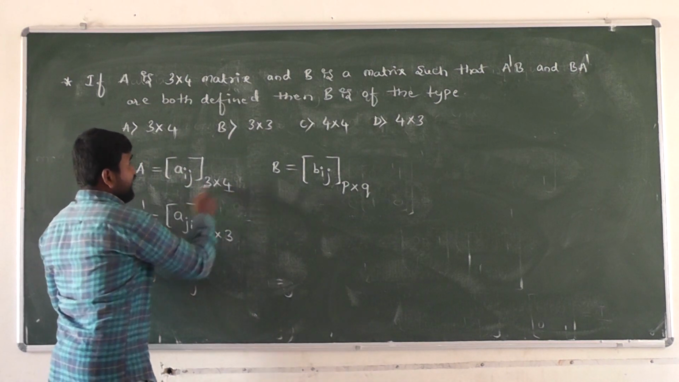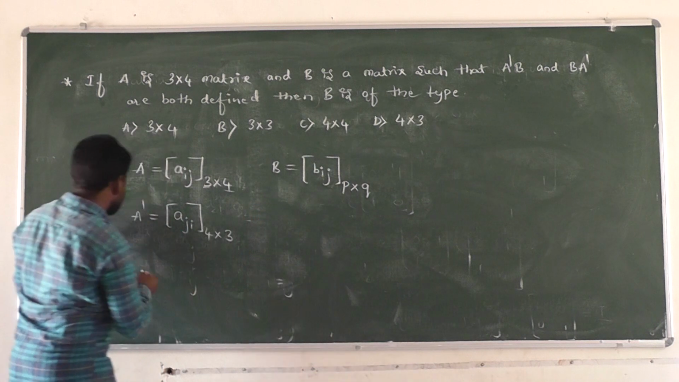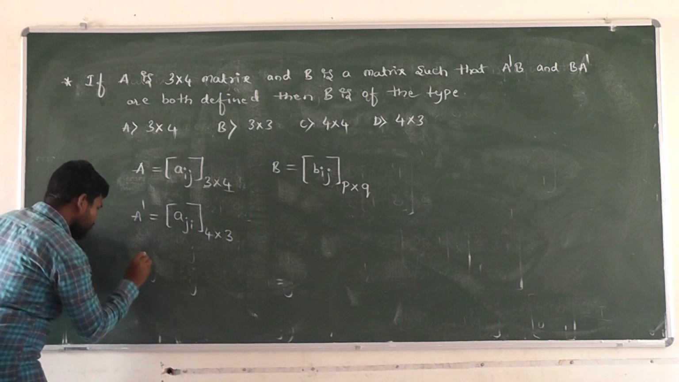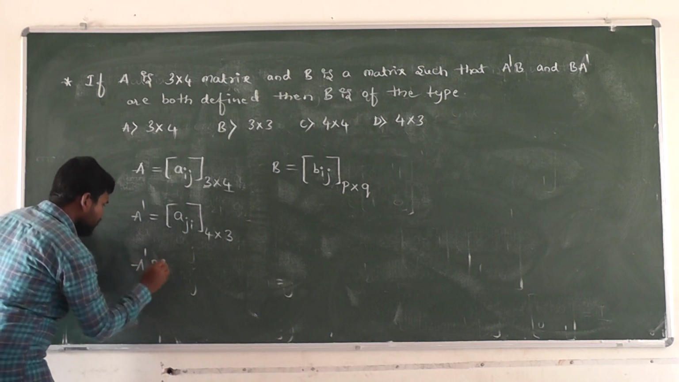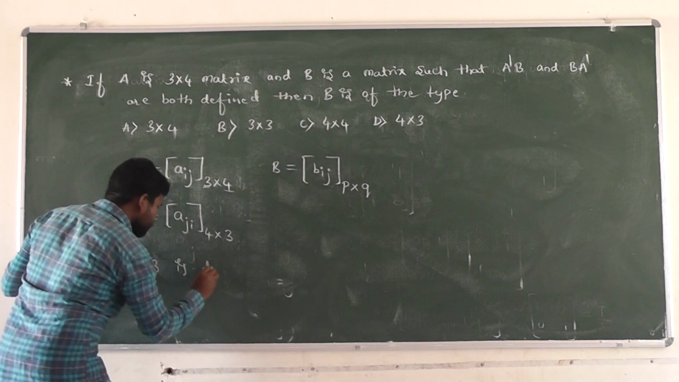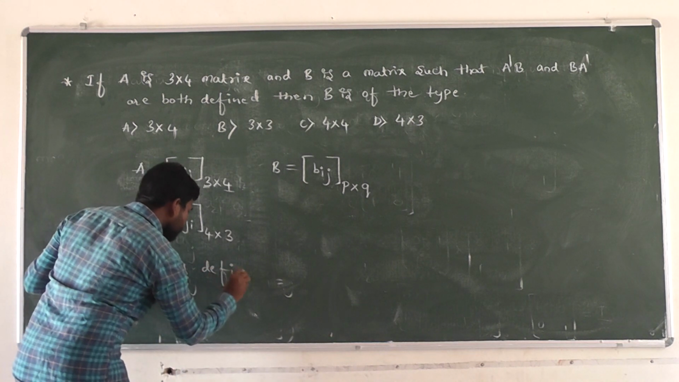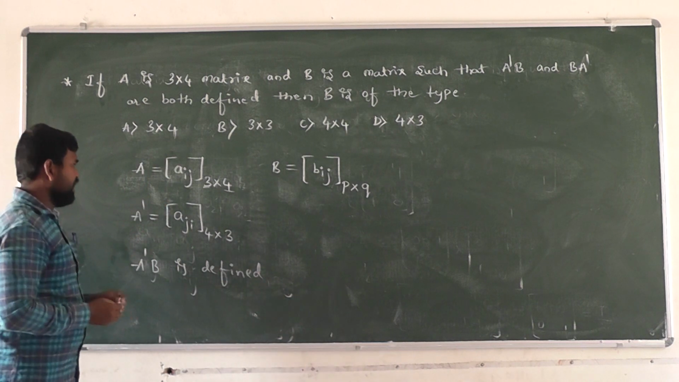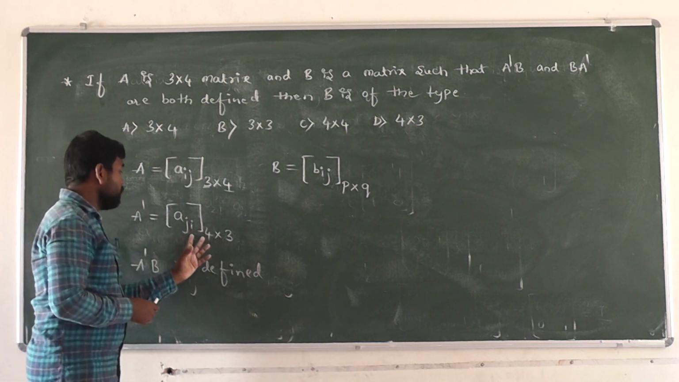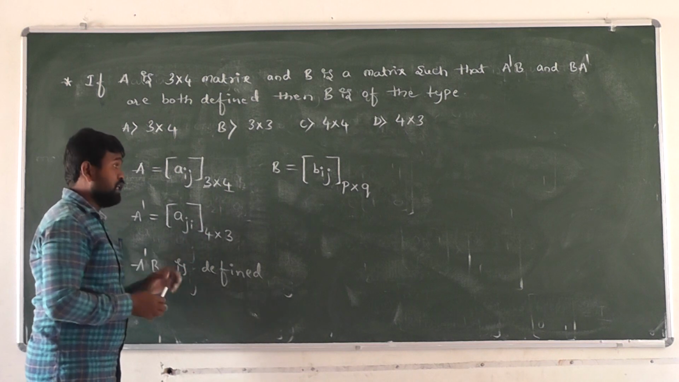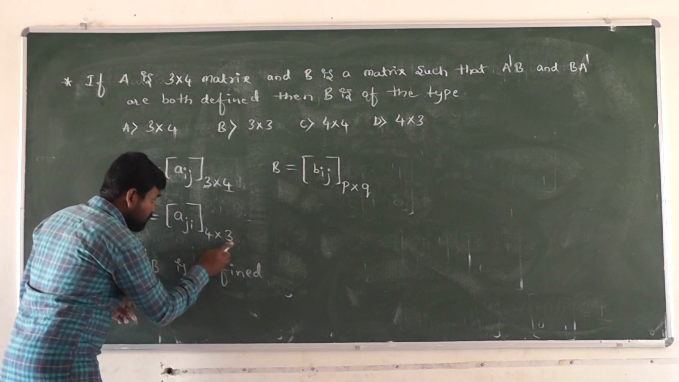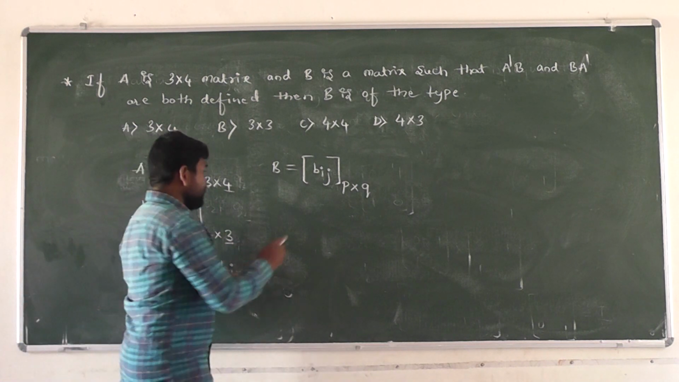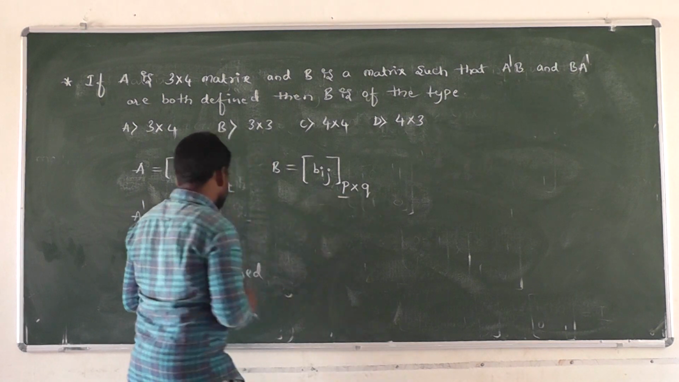Then A transpose into B is defined. Right? Then A transpose into B: how do we multiply two matrices here? The number of columns of the first matrix is equal to what here? The number of rows of the second matrix.